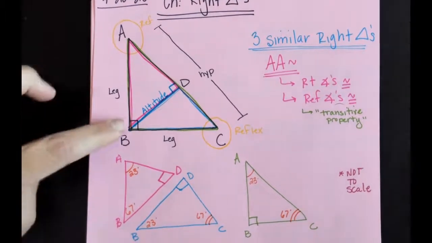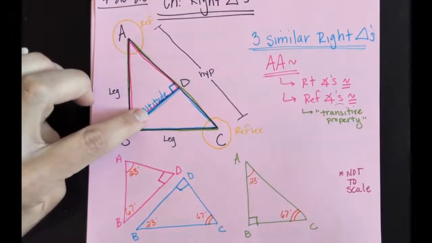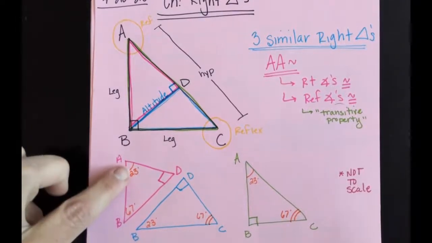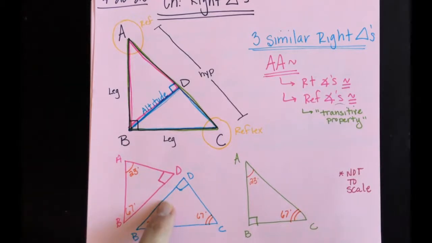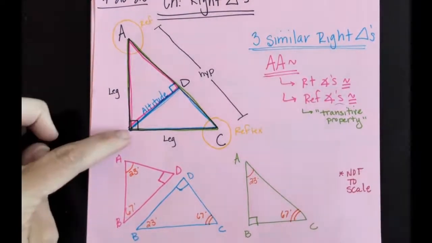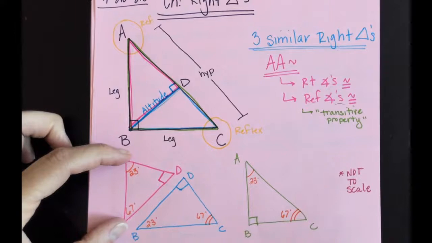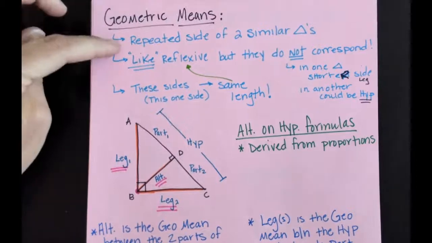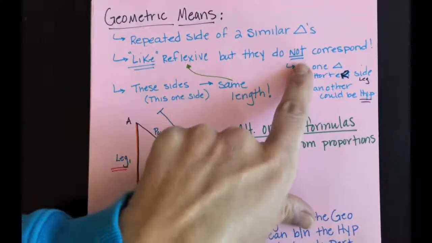Then we saw that this segment had repeated colors, the pink and the blue. They were the same length, the same segment, but they don't correspond. In our pink triangle, it ended up being the shorter leg. In our blue triangle, it ended up being the longer leg. I get that there are lots of shared colors, but this leg doesn't change its length the minute it becomes the hypotenuse. It just doesn't correspond. So when we talk about geometric means, we're talking about repeated segments, repeated sides, the same length, but they do not correspond.